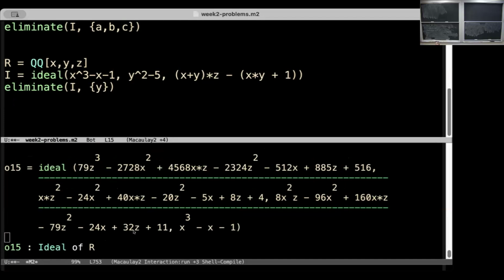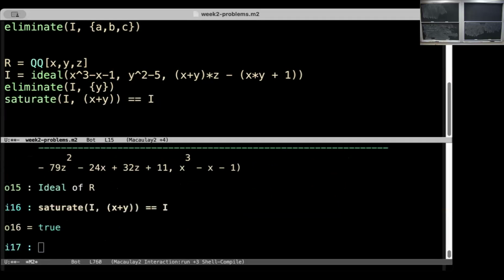Wait a second, this isn't working. Maybe I do have to do the saturation. Let me just look for a second. Saturate, divide X plus Y. No, that is not necessary. I didn't think it was. Okay. So wait, so what we want to do is write X in terms of Z, right? So can we do that? Actually, I thought we could. Do I have a mistake in here?